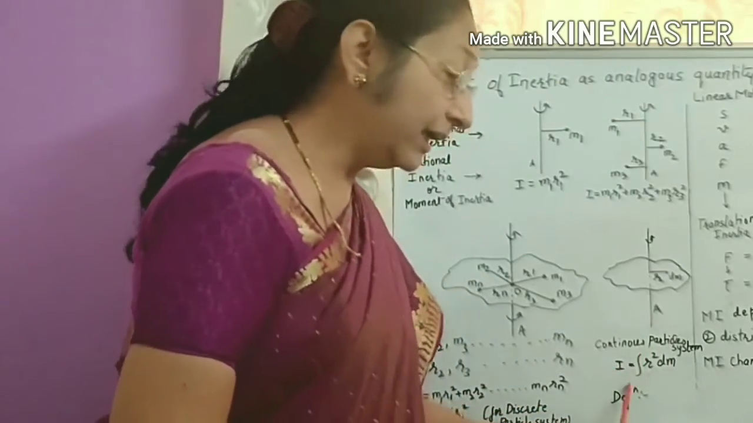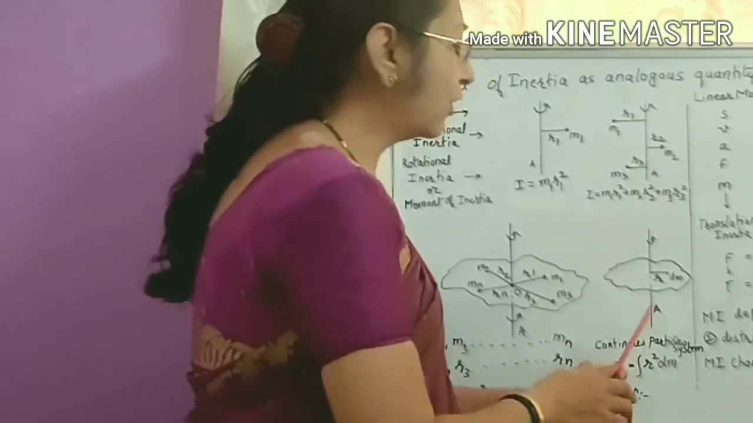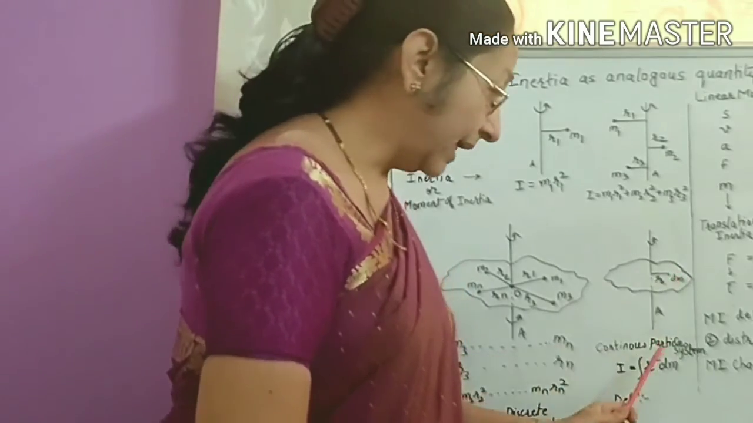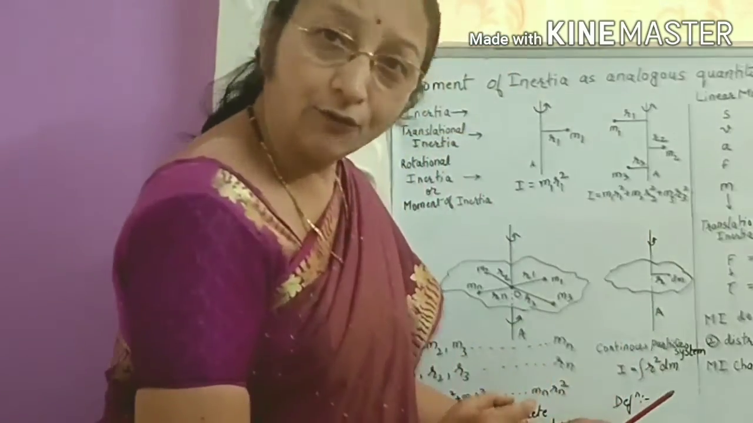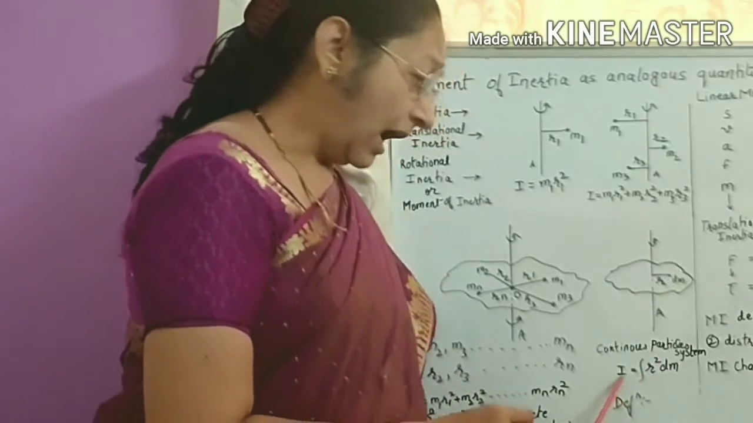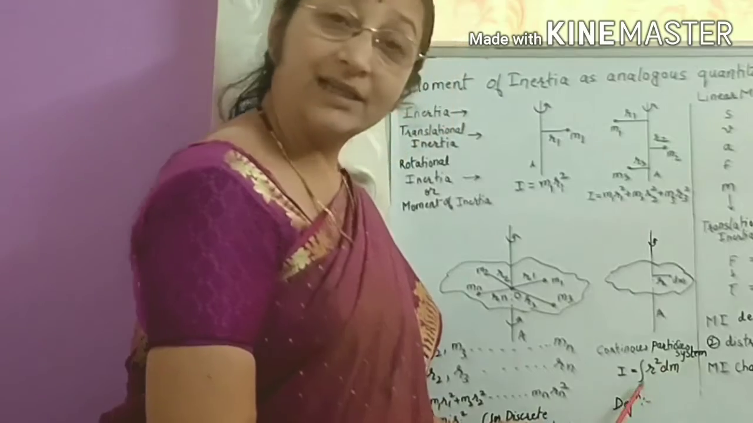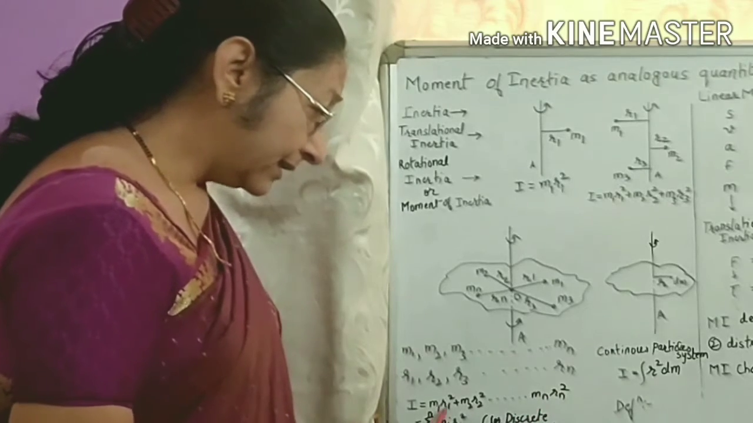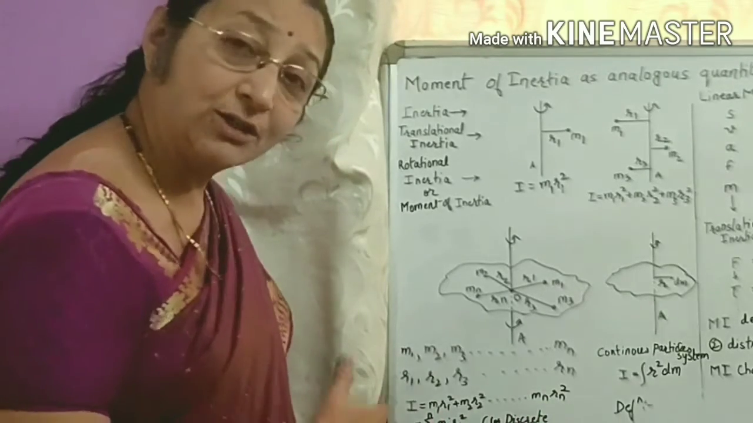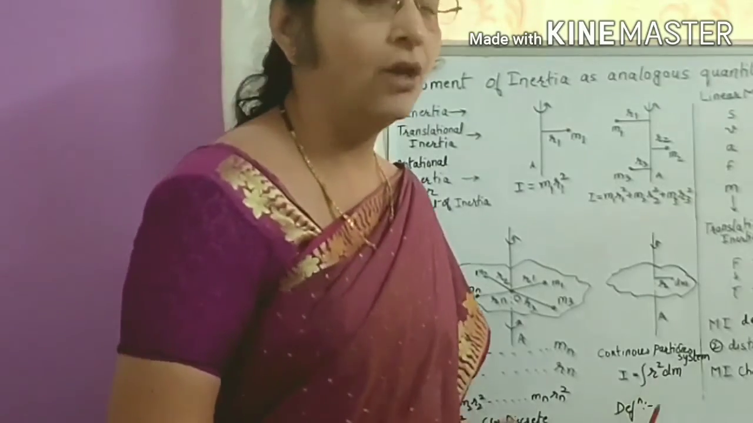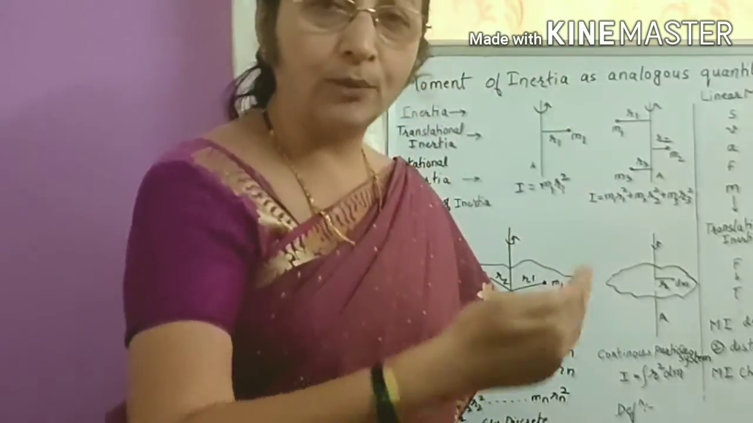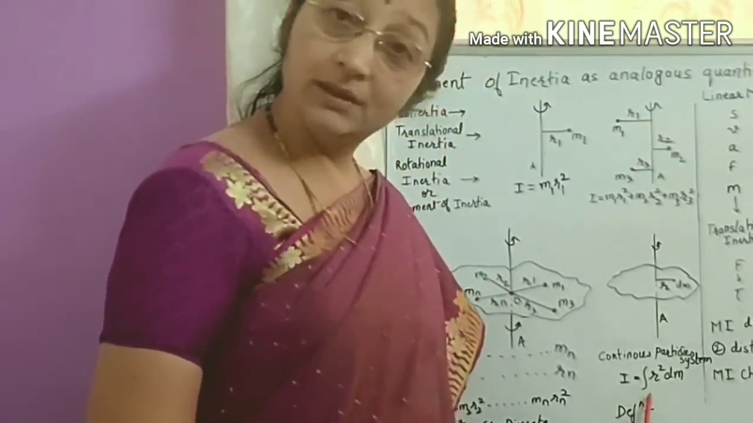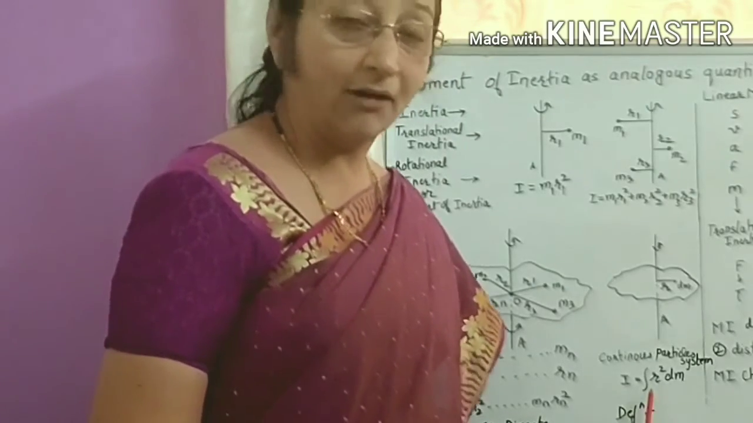I write I equal to the integral of r square dm, where dm is what? I consider one particle of the continuous system of particles, and r is its distance from the axis of rotation. So I get I equal to the integral of r square dm. Now what is integration? Integration is again addition. Here we have written addition, summation is also addition, and integration is also addition. But what is the use of integration? All the formulas in mathematics which are used in integration can be used here. So this is the advantage.